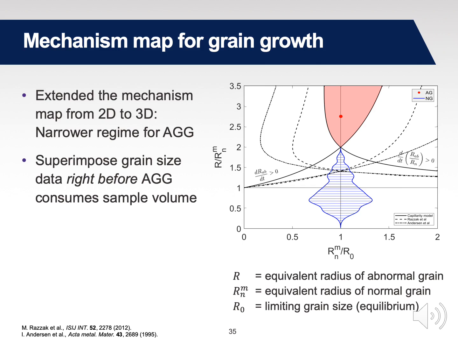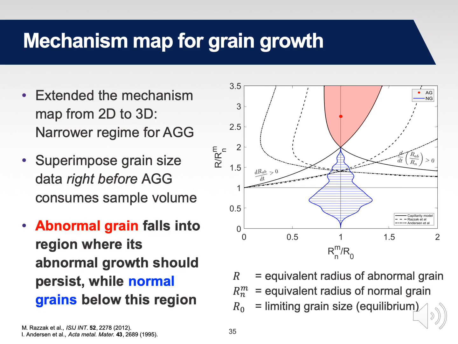And so the abnormal grain falls into this field where it should persist, while the normal grains are below this region. And so it should persist because the abnormal grain simply has a driving force that is so large that nothing can get in its way. It has a capillary pressure that allows it to keep growing. It's important to recognize the limitations of this approach.